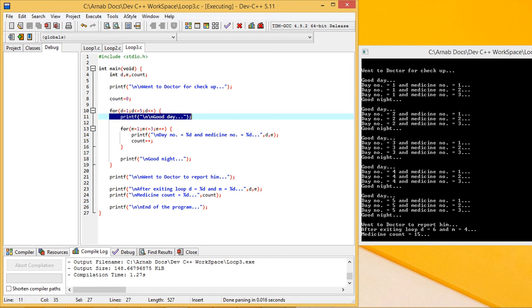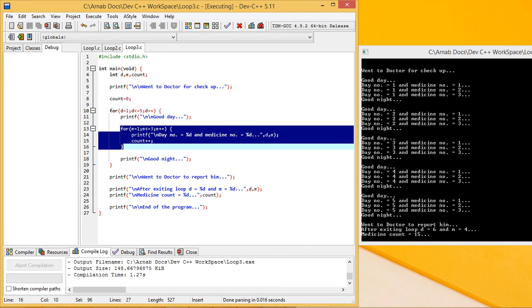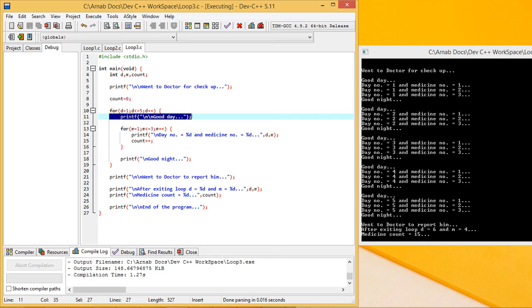This good day printing is within the for loop which is on day, which is ranging from 1 to 5. But within this for loop, that is within the outer for loop, but outside of the inner for loop. So that means this line is going to get executed for 5 times only. First time, second time, third, fourth and fifth time it has got executed.